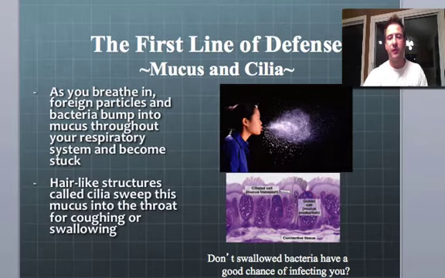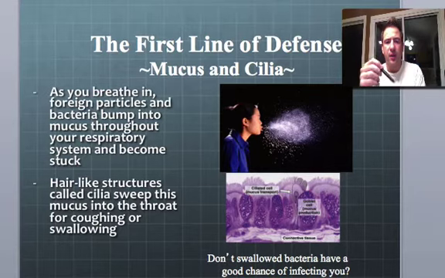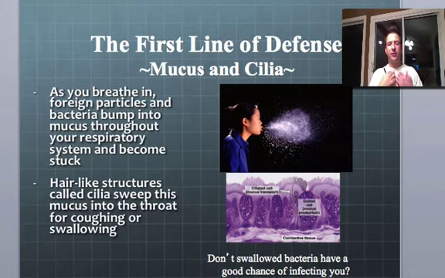Along with that first line of defense, we have mucus and cilia. Every time we breathe in foreign particles, they can get collected. So why do we have nose hair? Because it collects some of those foreign particles as well. When we breathe in foreign particles, bacteria bump into mucus throughout the respiratory system in our lungs, and they can become stuck in there. Then hair-like structures called cilia sweep the mucus into the throat for coughing or swallowing, so we can get rid of those bacteria, or we can move them into our system and kill them with the acids.